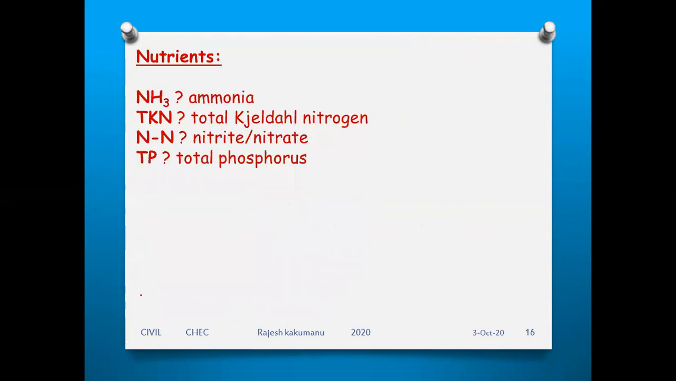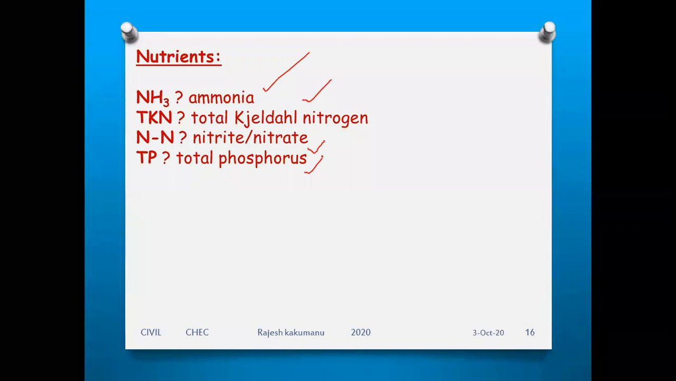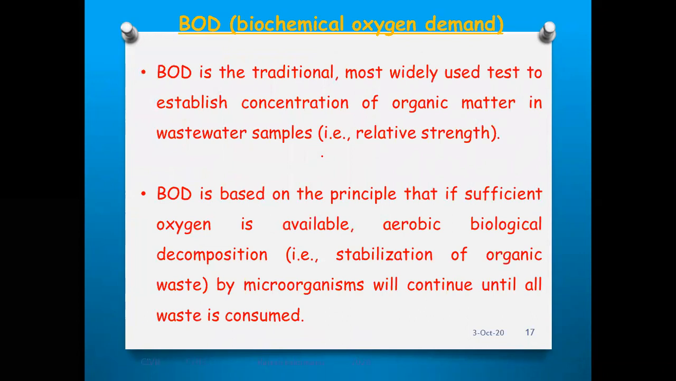Next, coming to the nutrients. In nutrients, we are having 4 categories, that is NH3 ammonia, TKN total Kjeldahl nitrogen, nitrate or nitrite, and TP total phosphorus. So we are having 4 categories in the nutrient section. Okay, we will discuss those things in detail now.